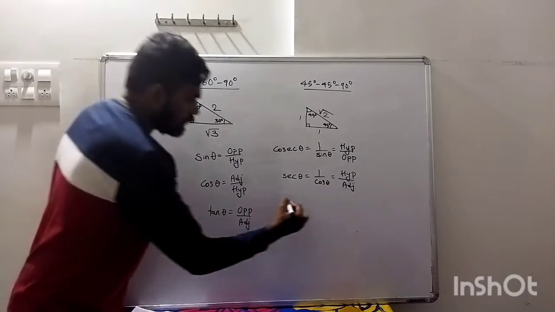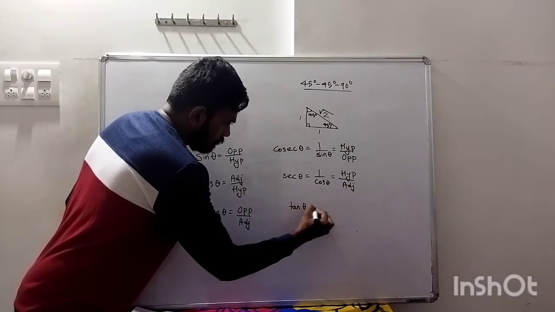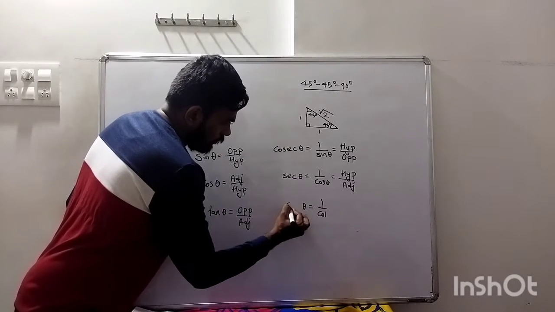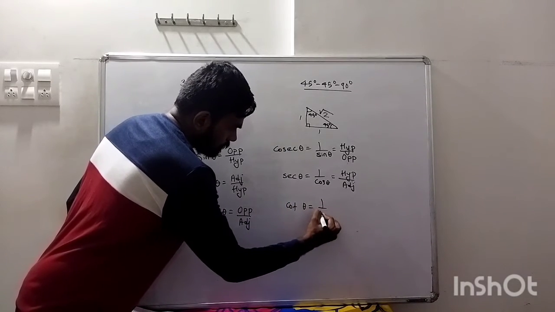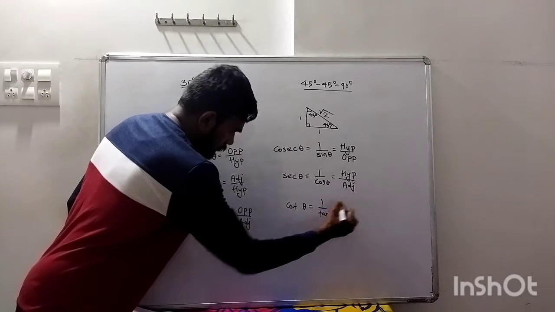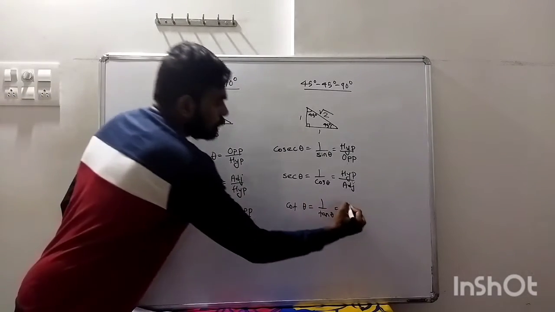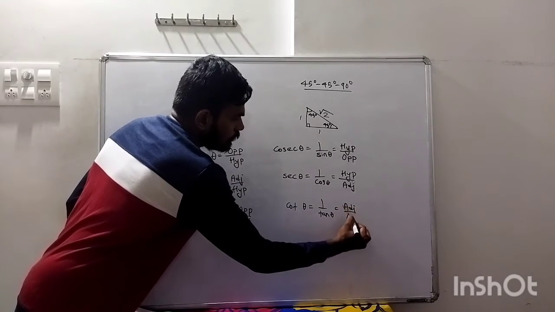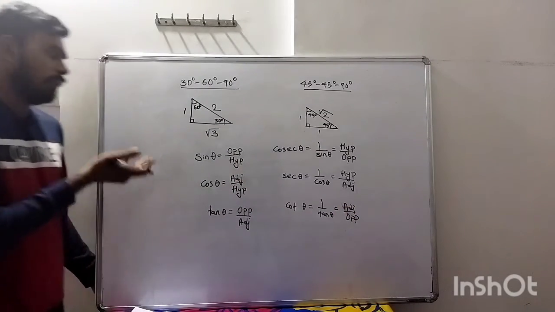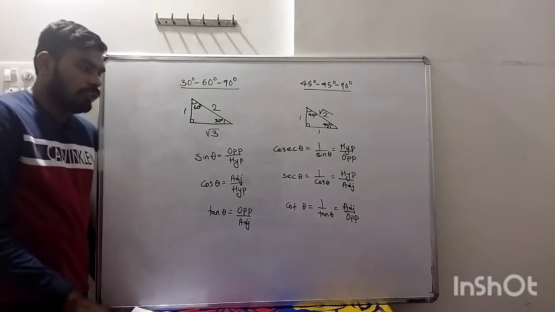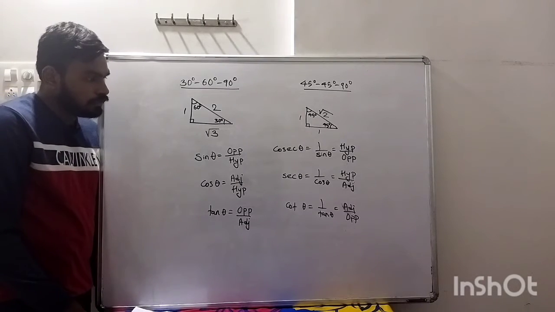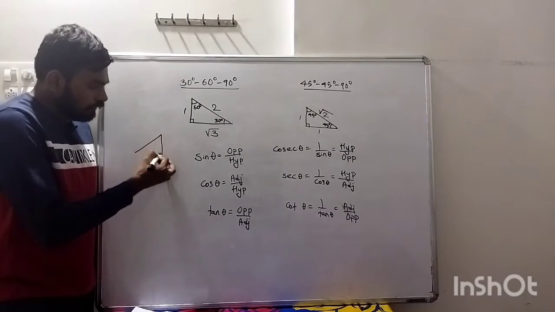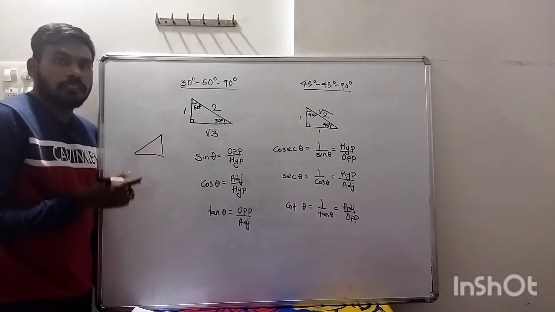And the last thing is tan theta. Cot theta is 1 upon tan theta, which is adjacent upon opposite. These are all the trigonometric ratios, and the same thing will be there this year also. Now, this thing you have learned in previous classes.